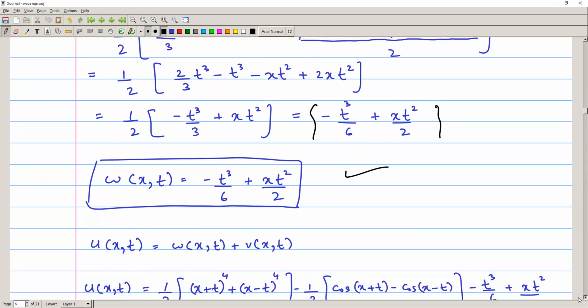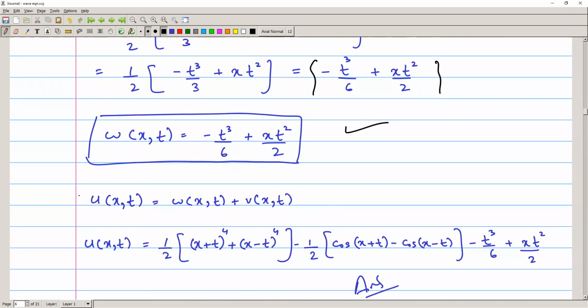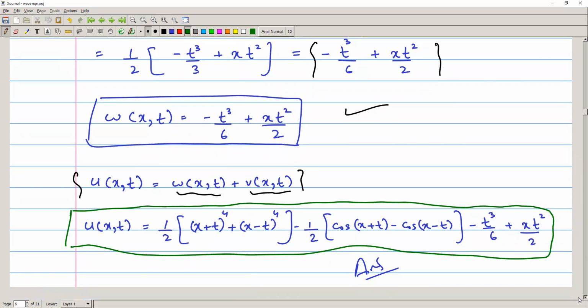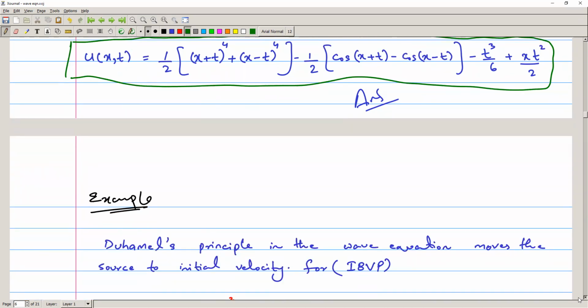And now the final solution is given by this equation: u(x,t) is equal to w(x,t) plus v(x,t), which we already found by using Duhamel's principle, and this by using D'Alembert's method, right? So this is our final solution. We sum up the solutions by using the superposition principle, and this is our final solution, which will satisfy the initial conditions and the equation as well.